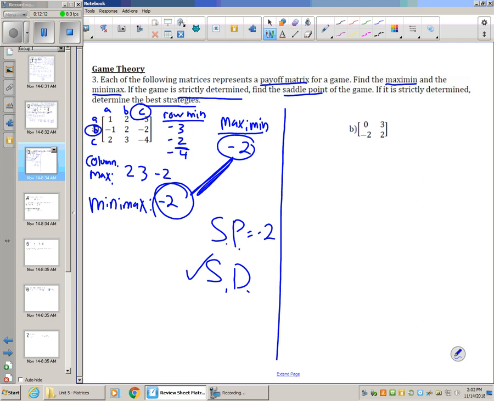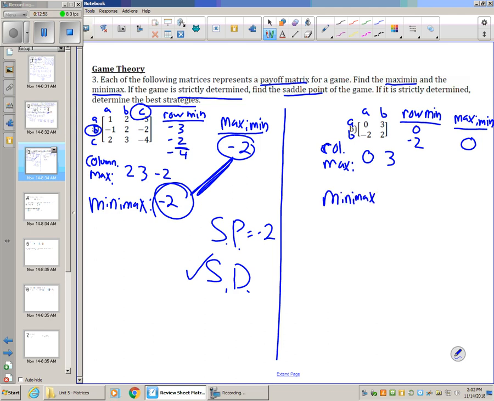Okay? Let's try the second one. It's a little bit easier because it's a 2x2. So again, we'll call this strategy A, B, and this strategy A, B. Let's start off by finding the row min. Your row minimum values here are 0 and -2. Of those minimum values, the maximum is equivalent to 0. Now, vice versa, we want to do the column, I apologize, the column maximum. In this case, the column maximums would be 0 and 3. Of those, the min-max, or the worst case scenario in the columns, is 0.